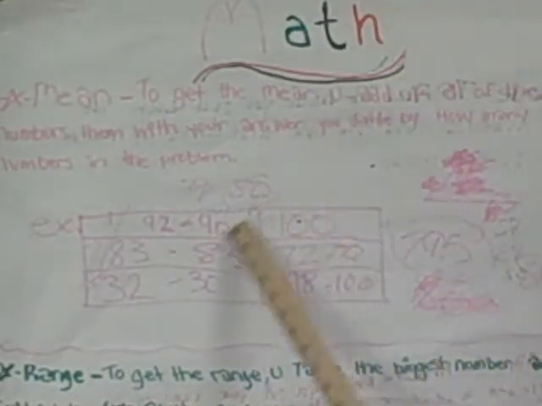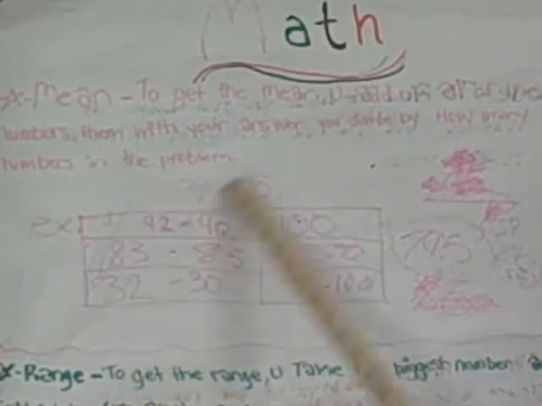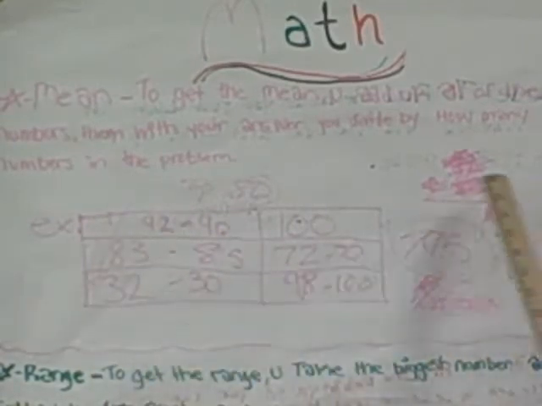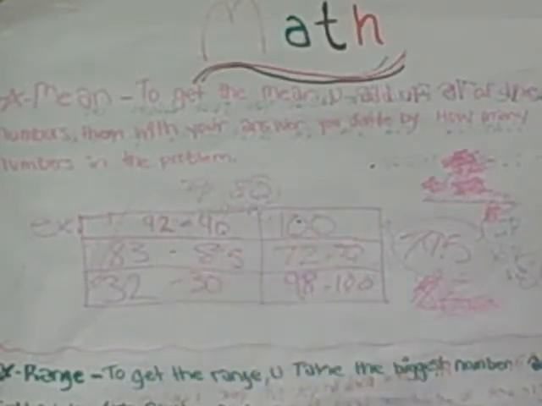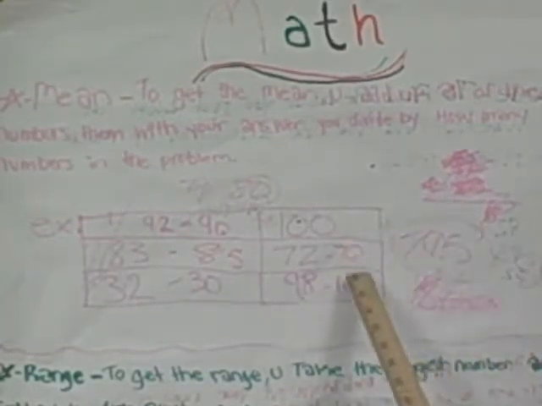So we took 92, we rounded it down to 90. We took 83 and we rounded it up to 85. We took 32 and we rounded it down to 30. We took 100 and we kept it the same because 100 is a flat number. We took 72 and we rounded it to 70. And we took 98 and rounded it to 100.